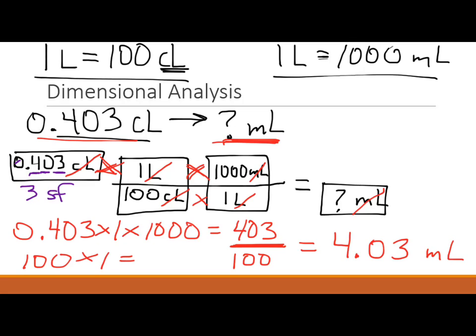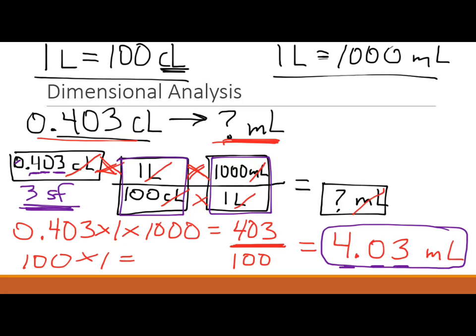What about the rest of our numbers? Well, notice that all of these are conversion factors, right? Those are definitions. 1 liter is by definition 100 centiliters. 1 liter is by definition 1,000 milliliters. So you can think of those as having infinite sig figs. So the only number that we really need to worry about is our first number, which had 3 sig figs. So that means that our final answer has to have 3 sig figs as well. So 1, 2, 3. Perfect. So this is exactly how we should report our final answer, 4.03 milliliters.